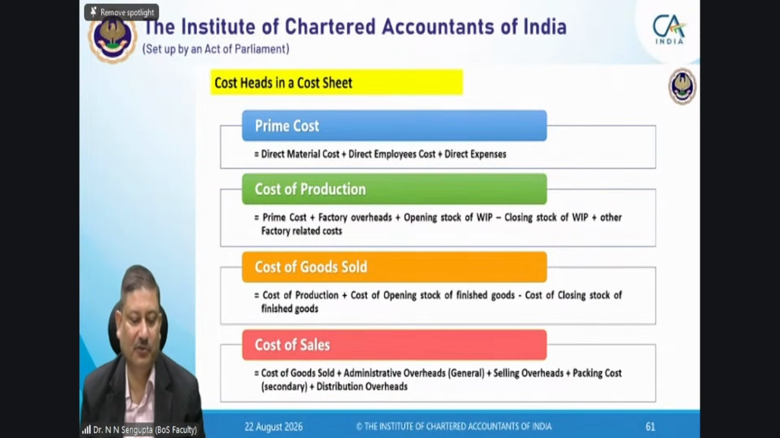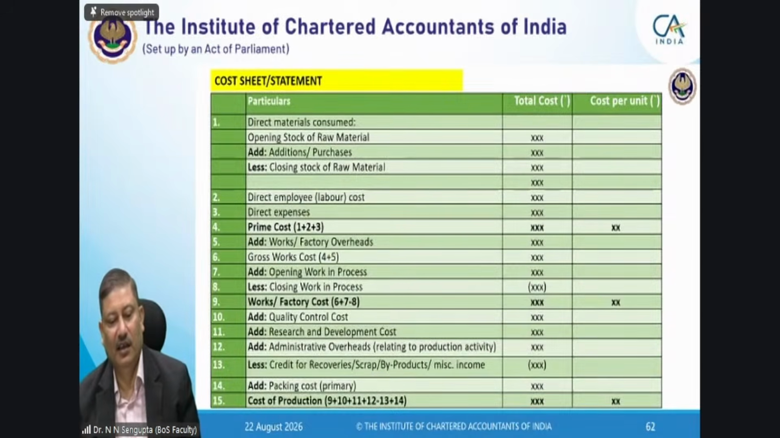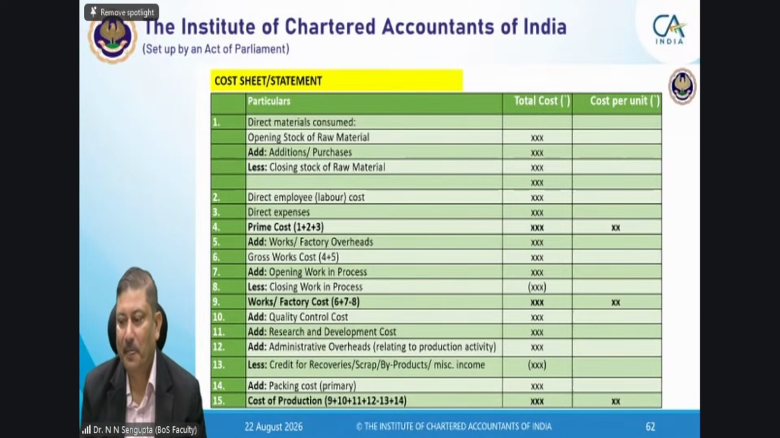What is cost of goods sold? Cost of production plus cost of opening stock of finished goods minus cost of closing stock of finished goods. Cost of sales is cost of goods sold plus administrative overhead plus selling overhead plus packing cost plus distribution overhead. So this is the last one, that is the cost of sales. And the format is given in the study material, but here it is shown more in a pictorial manner.